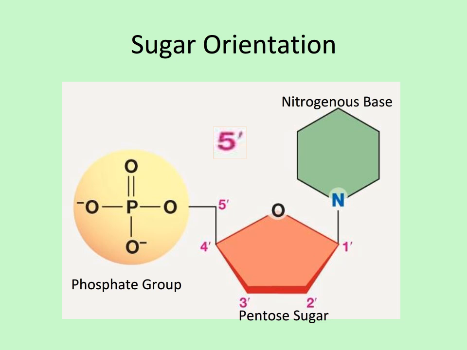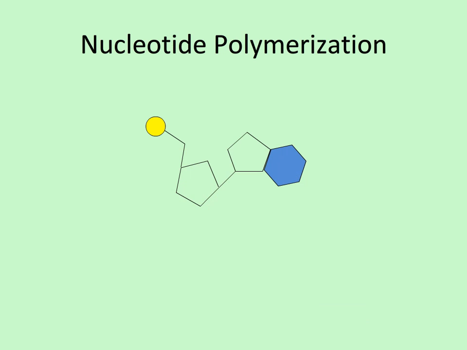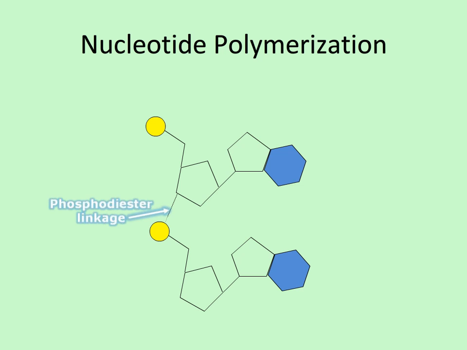This numbering scheme allows us to determine the orientation of the nucleotide monomer. This is important because nucleotides can only polymerize, that means form polymers, in a certain direction. A nucleotide can only be added to the 3' carbon of another nucleotide. The covalent bond that forms between the 3' carbon of the 1st nucleotide and the phosphate group of the 2nd is specifically called a phosphodiester linkage.